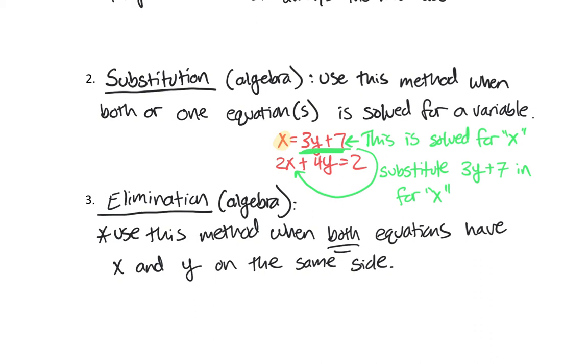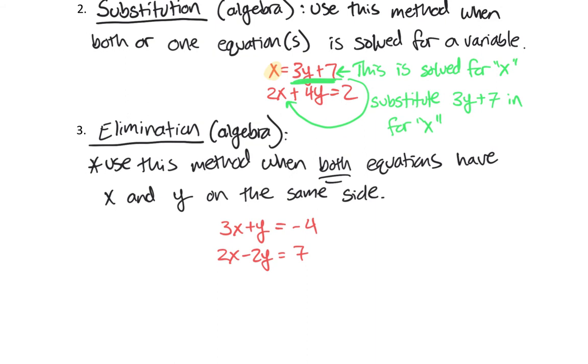So I'll draw an example here in a moment of what that looks like, but we use that method when both equations have x and y on the same side. So something like the following. You'll notice here in this particular case that both x and y are on the same side of the equal sign. And so that way we can go through this method called elimination. We need both of those to be on the same side.